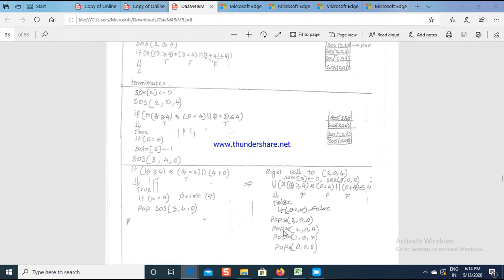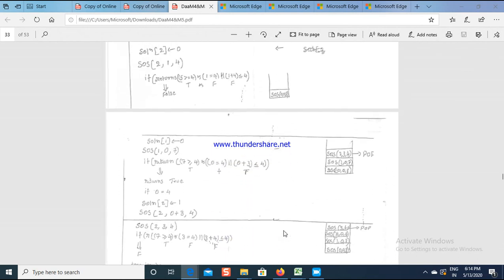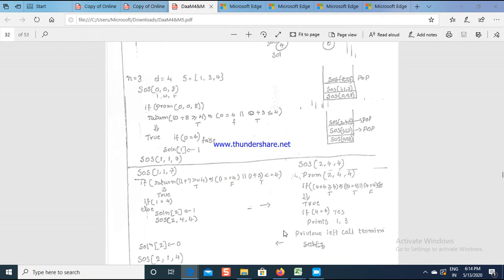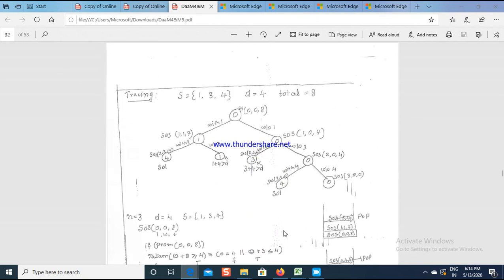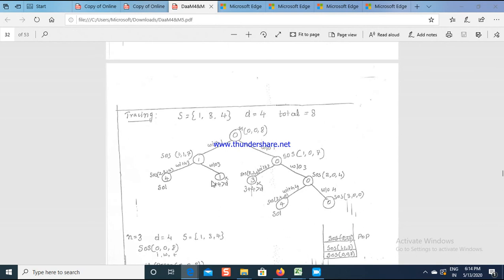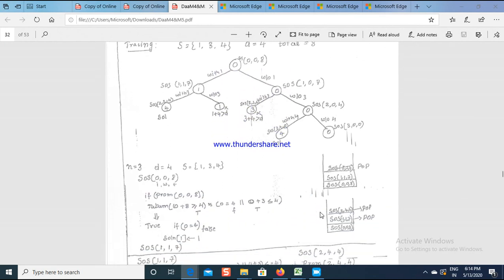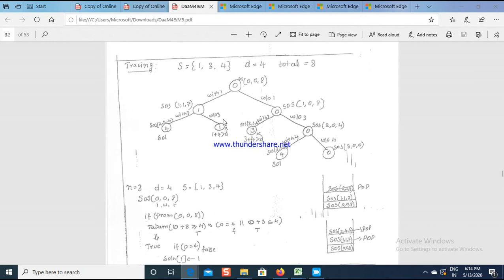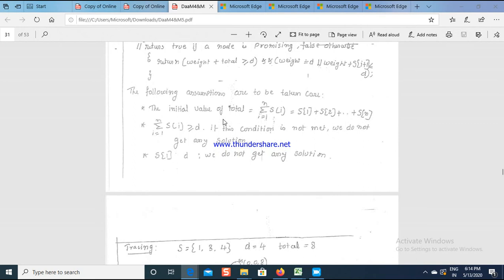I am just explaining this for your understanding, to see how internally this sum of subset problem works when there is a recursive call. But for tracing, you only need to write this solution space tree, right? Only this much is more than enough. No need of writing the tracing along with the stack. This is not required, you only write down this particular solution space tree. So that is the tracing for the sum of subset problem.